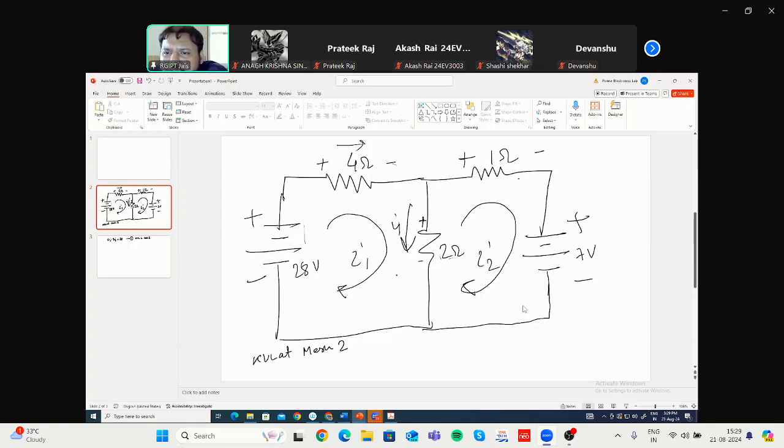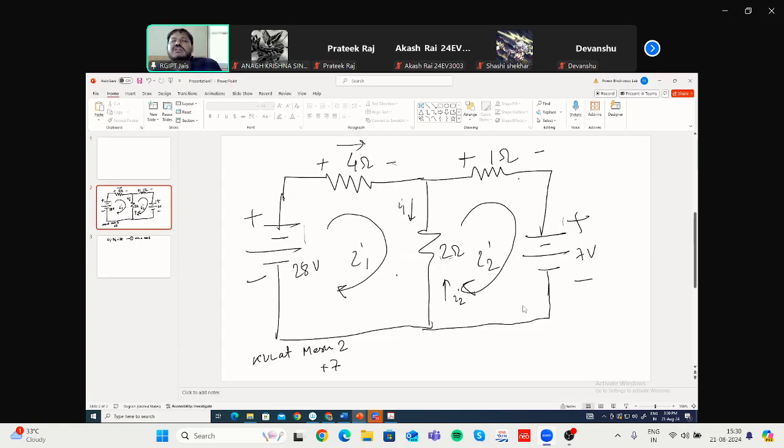We are moving in clockwise direction. Let us start. You are encountering this battery first. Moving in clockwise direction, you are encountering the plus sign first, so it will be plus 7. Then you are moving here. Now, this is 2 ohm resistance. In the 2 ohm resistance, two currents are flowing. One current I1 is flowing in this direction, and another current I2 is flowing in this direction.